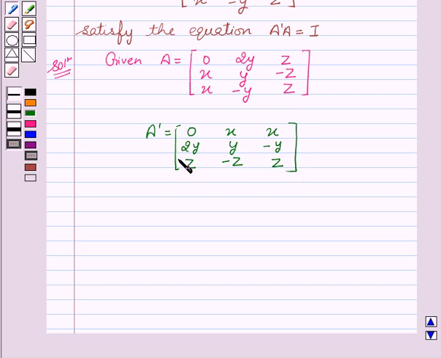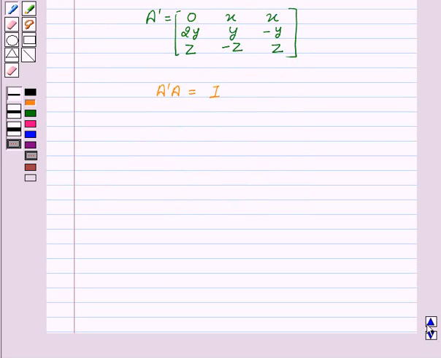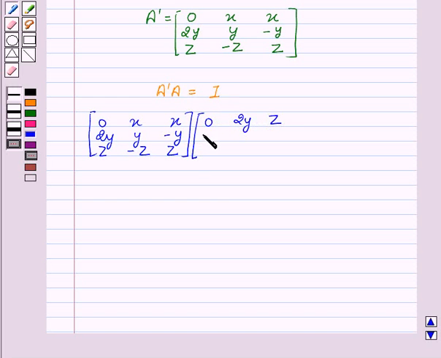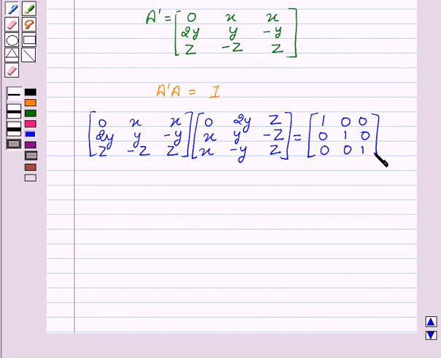Now, we are given in the question that A and A transpose satisfy the equation A transpose A equal to I. Hence we have [0, x, x; 2y, y, -y; z, -z, z] into matrix A, which is [0, 2y, z; x, y, -z; x, -y, z], equal to the identity matrix, which is [1, 0, 0; 0, 1, 0; 0, 0, 1].